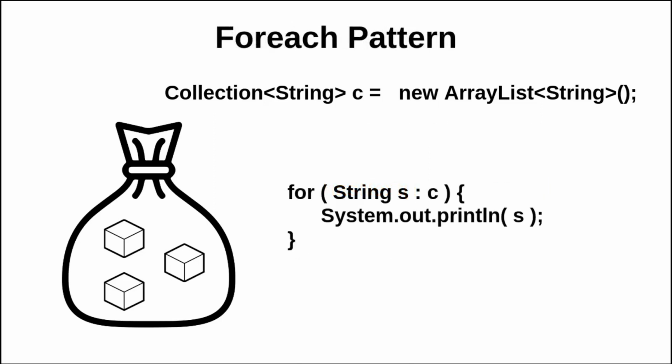Otherwise, there is another pattern that allows me to iterate on the elements of a collection without using an iterator. We will use a for loop. For any string element in my collection C, I would like to display it. For string S, which will designate a current element in my collection C, and C, which is my collection. And inside, I could directly display S.